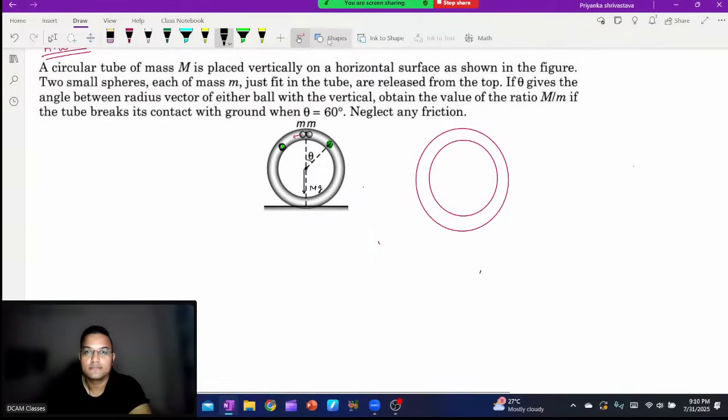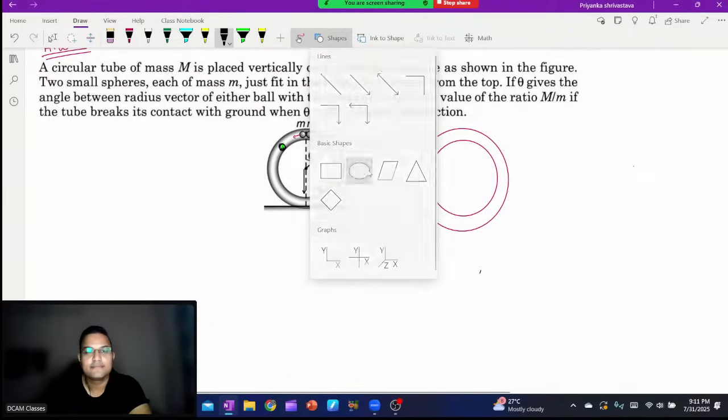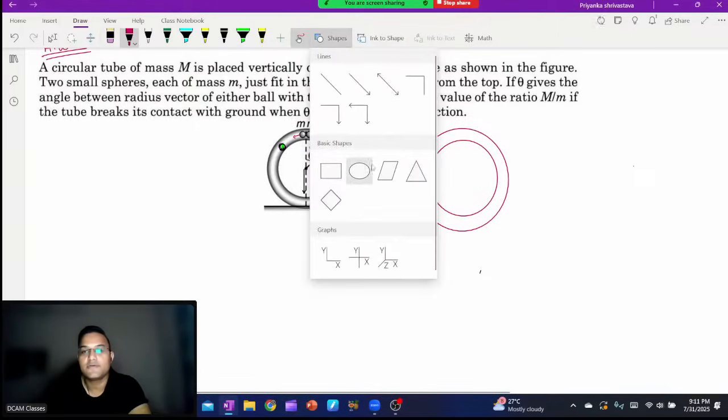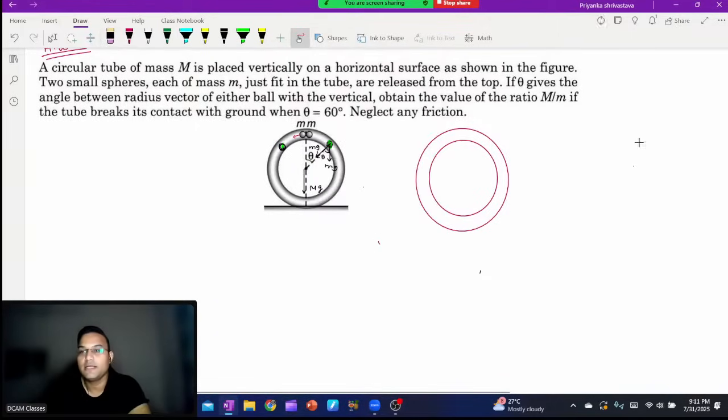Sir, would it be mg cos theta? See, if you talk about mg cos theta, mg is acting downwards and this theta is there, so mg cos theta will act towards the radius, towards the center. That is the normal reaction which is acting that way. Let me explain clearly, then it is up to you to solve this question.